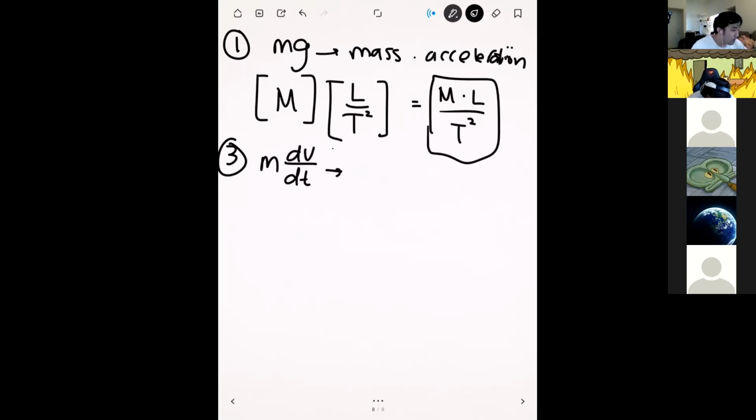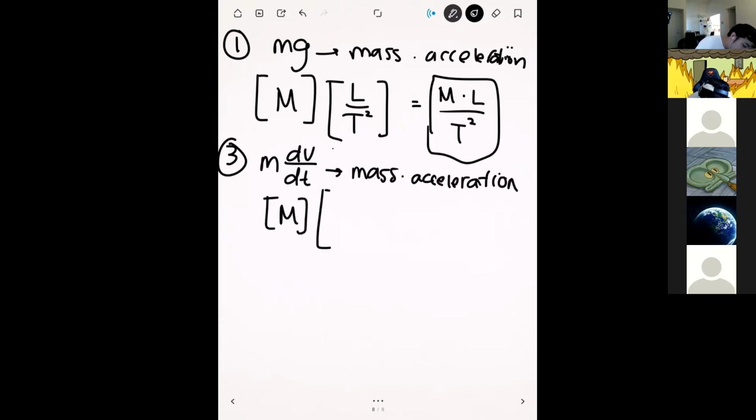Because the second term is probably the most complicated, I'll save that one for last. So let's do the third term now. We have m times dv/dt, where we've established that dv/dt is just an acceleration. So again we have mass times acceleration. Let's write out the dimensions for this. Mass is just m, and acceleration is L all over t squared. This is exactly the same as term 1, so we have m L over t squared.